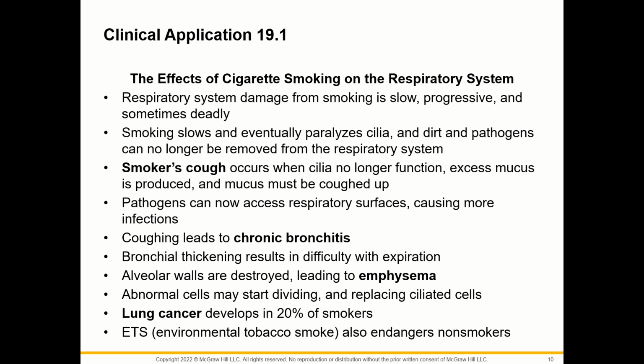Coughing leads to chronic bronchitis. Bronchial thickening results in difficulty with expiration, which is exhalation basically. Alveolar walls are destroyed, leading to emphysema. Abnormal cells may start dividing and replacing ciliated cells. Lung cancer then develops in about 20% of smokers. Environmental tobacco smoke also endangers non-smokers.